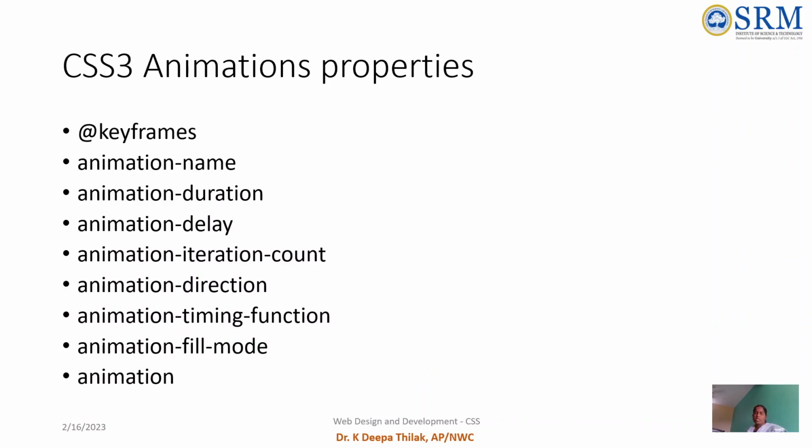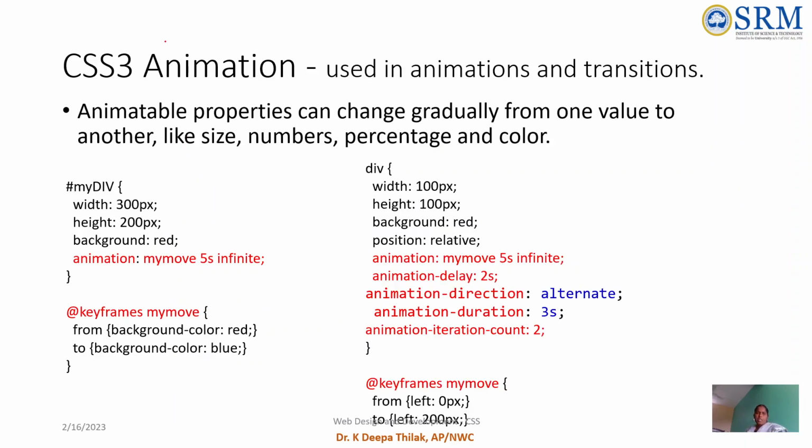And the next third feature is animation in CSS3, which uses the @keyframes rule for animations, and these are the properties we need to set for setting animations in our web page. For example, for the animatable properties, we have a div tag. So this is my div tag.